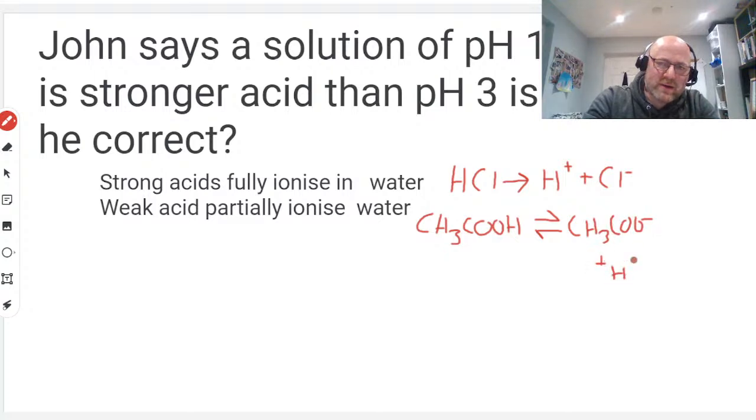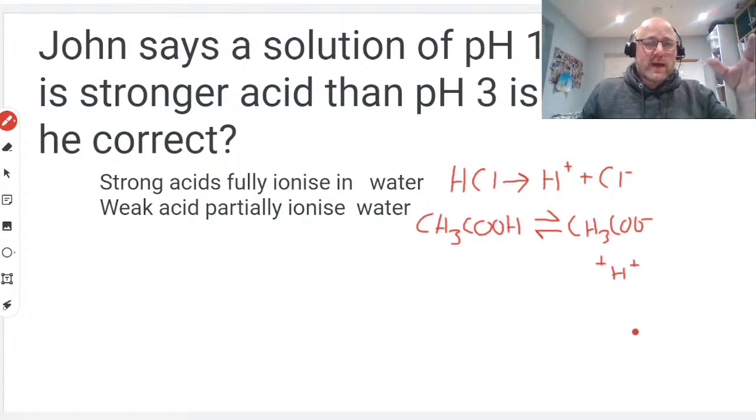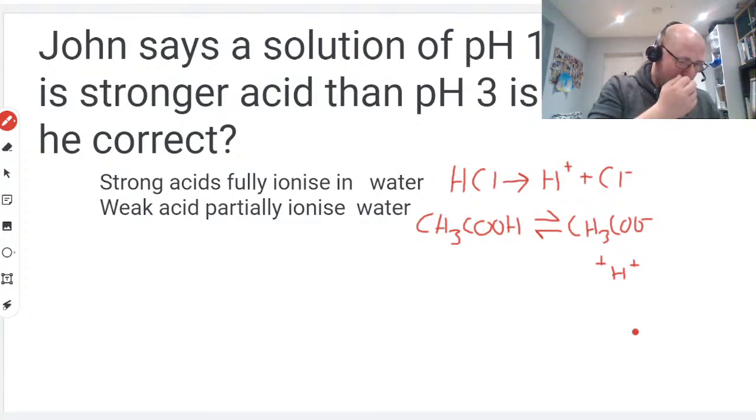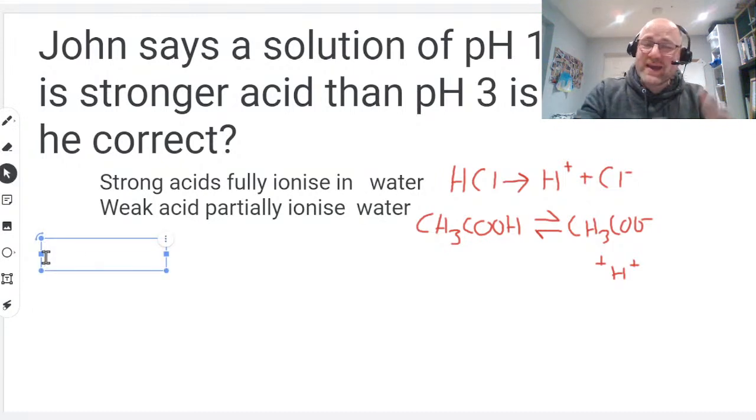All right, that was a bit long. Right, so strong acids fully ionize in water and weak acids partially ionize. Can I tell from his information that his pH 1 has fully ionized or his pH 3 has partially ionized? I can't tell that from his information. Someone mentioned pH and concentration. You're absolutely right. So he might be right, but I don't know for definite that he's right.